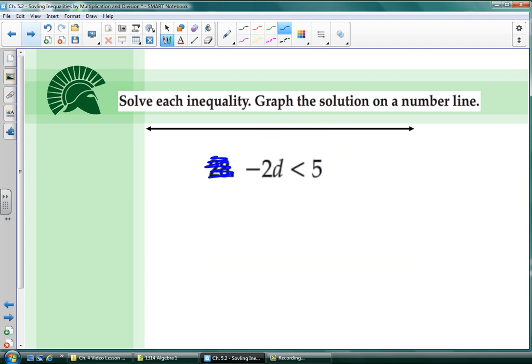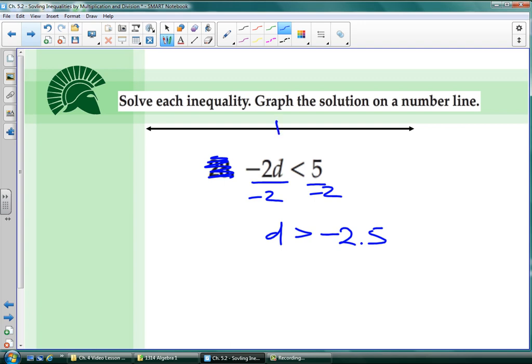Continuing on, this is a problem we probably want to divide for, but now we're dividing by a negative. And so these negatives cancel to give you d. Because I'm dividing by a negative, I need to flip my inequality sign to preserve truth. I have 5 divided by negative 2, which is going to give me negative 2.5. In this case, you'd probably want to convert it to a decimal because decimals are easier to graph.